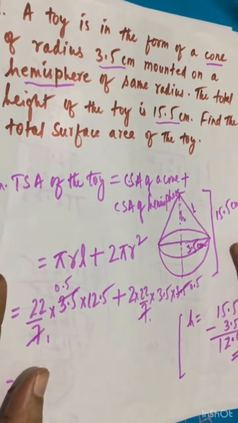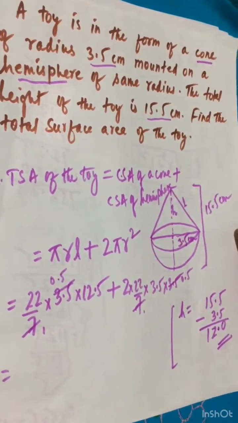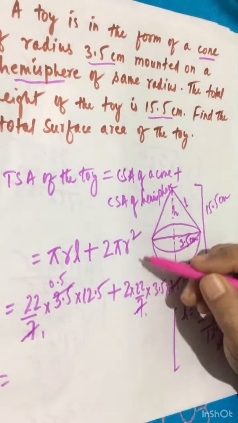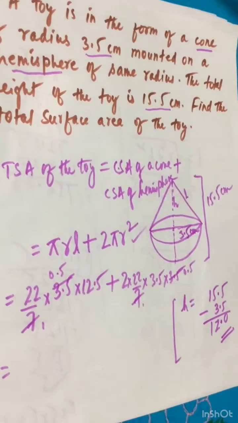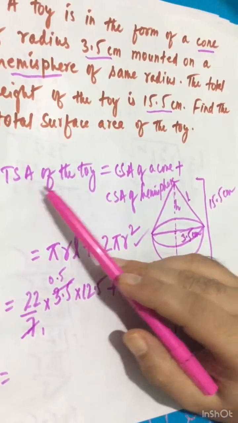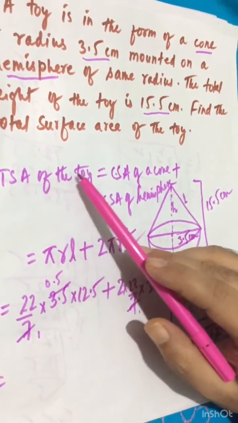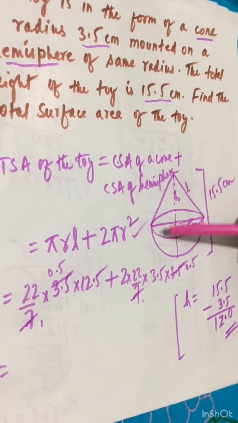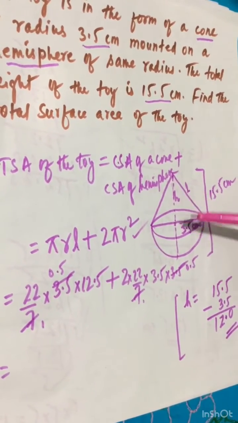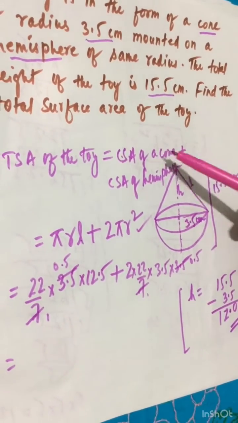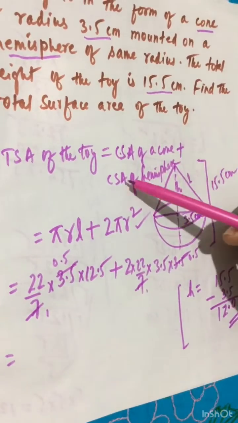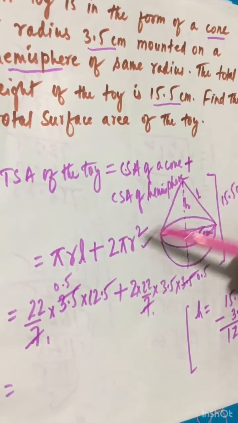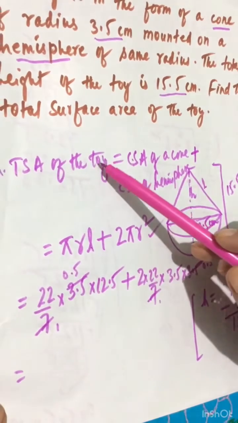Here a little bit of calculation we need to do, and this is the descriptive category, so a little practice and remembering the formula will help. So here it was mentioned total surface area of the toy. So this toy, what are the objects connected here? One is a cone and one is a hemisphere. So curved surface area of cone plus curved surface area of hemisphere. So when we combine these two areas together, then we get the area of the toy.